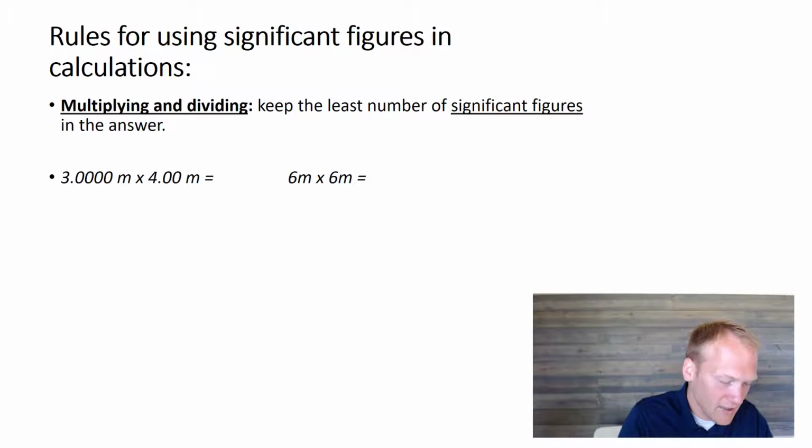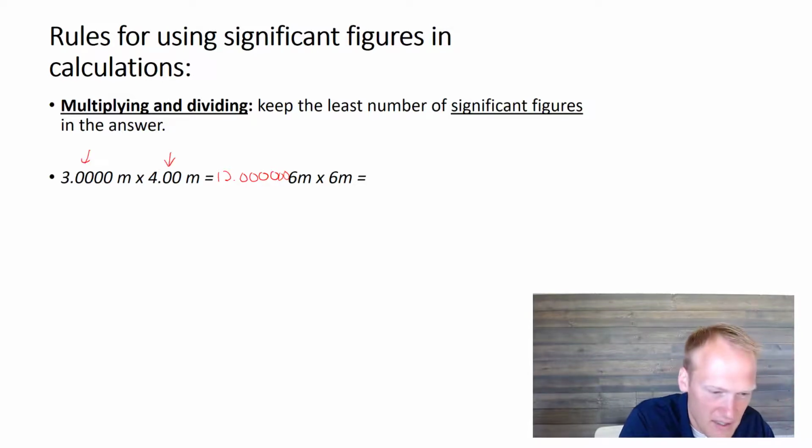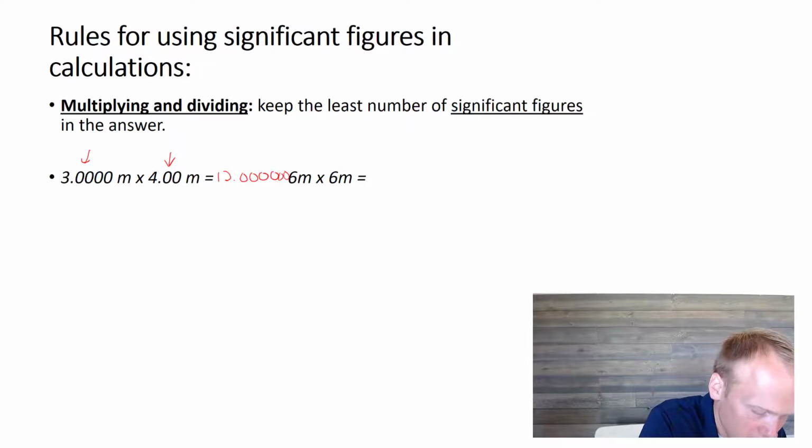So if we take a look here, this is essentially 3 times 4. But if you would multiply this out on your calculator, depending on its rounding rules, you'd get something probably with extra zeros on the end of that. 12 with 6 zeros. But this number has 5 sig figs, and this number has 3. So our answer needs to have 3 sig figs.